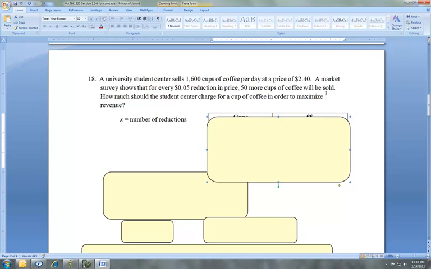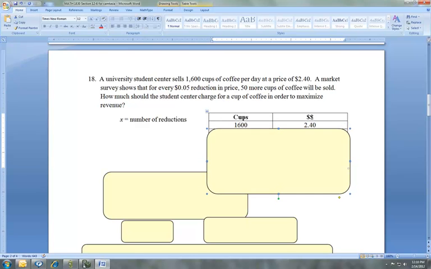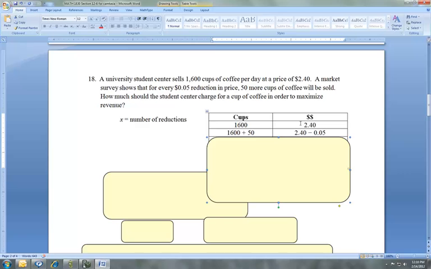So I'm going to have a table, and if I multiply cups times price of the coffee, then I will get my revenue, like I said a few minutes ago. So the initial one they gave me was 1,600 cups at a price of $2.40. Now, if I reduce this by a nickel, then my number of cups of coffee goes up by 50. So I add 50 more cups of coffee. Do not combine these yet. I need you to see if you see a pattern.